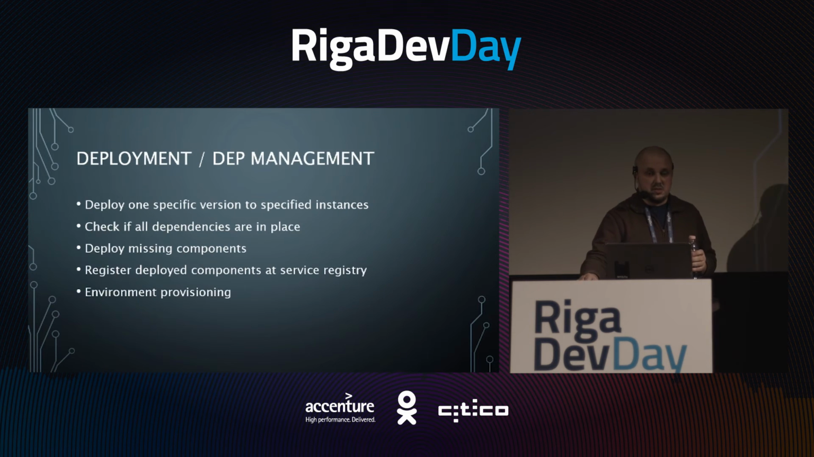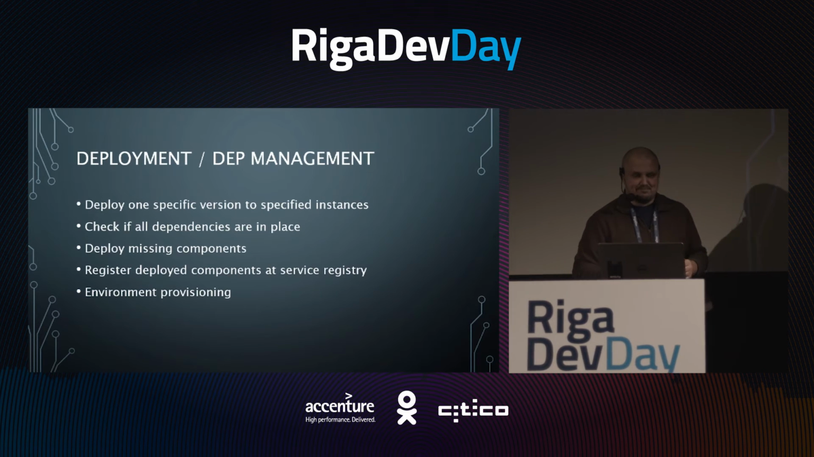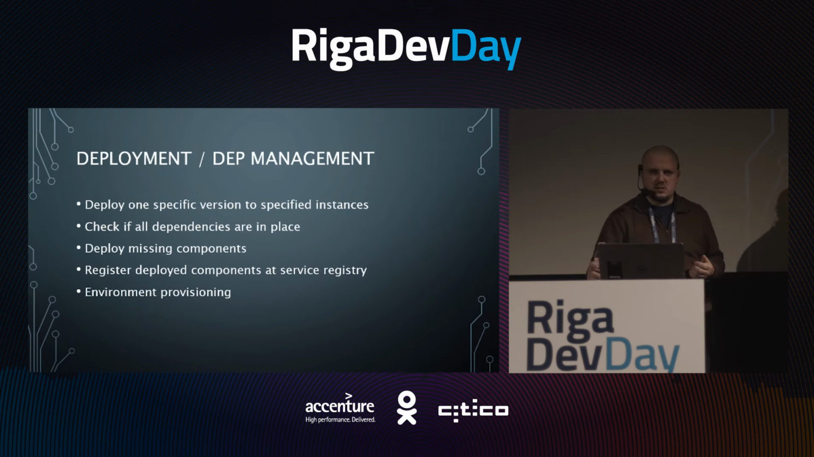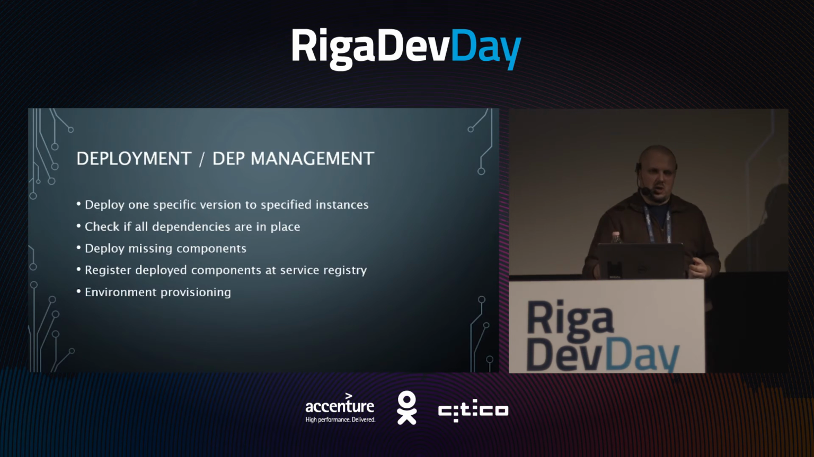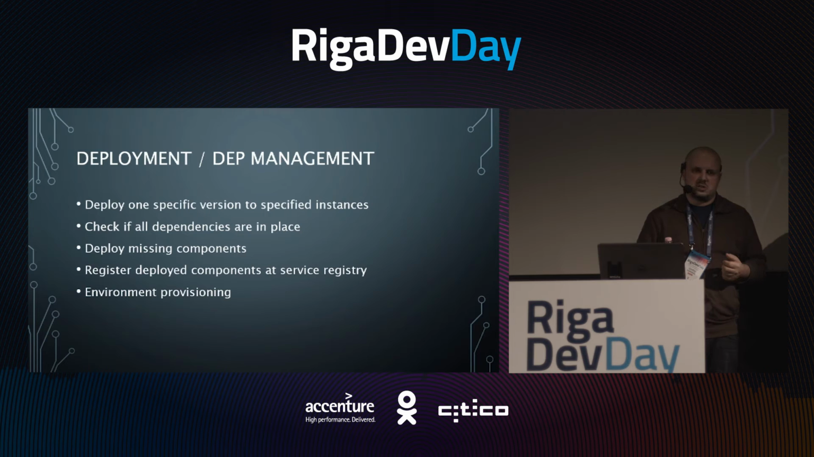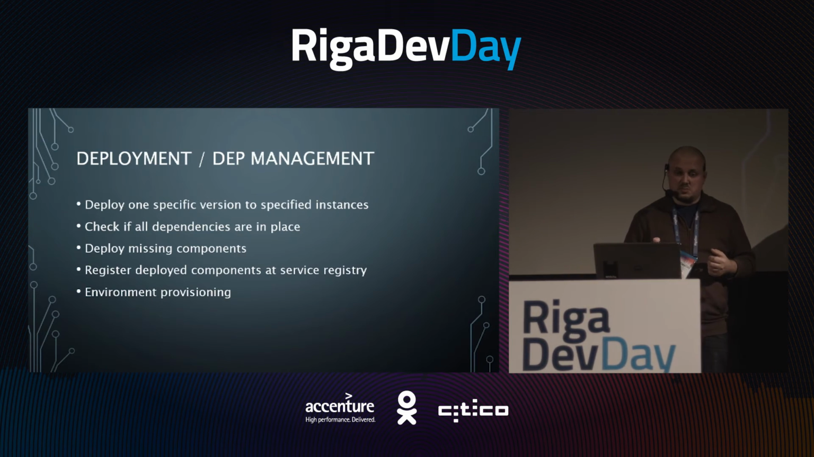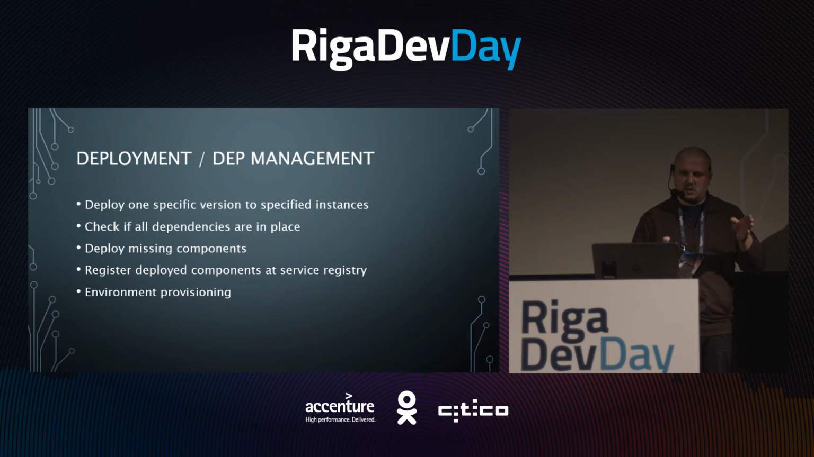Things about deployment, dependency management, and so on. Now it's my speculation, because that's what I would like to have if I were to develop a microservices application once again. I would like to be able to deploy one specific version of the entire system into specific environments.